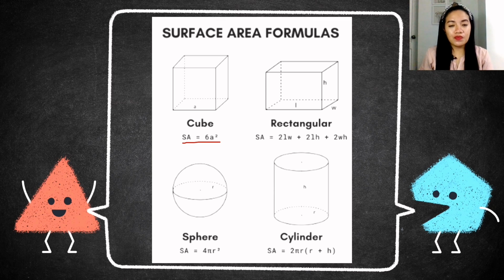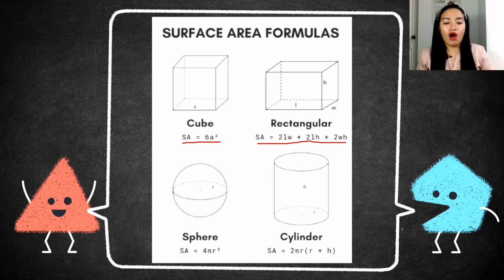So sa rectangular prism naman, we have surface area is equal to 2 times length times width plus 2 times length times height plus 2 times width times height. Bakit kailangan i-multiply by 2? Because opposite faces are congruent. So dito sa ating rectangular prism, opposite faces are congruent.